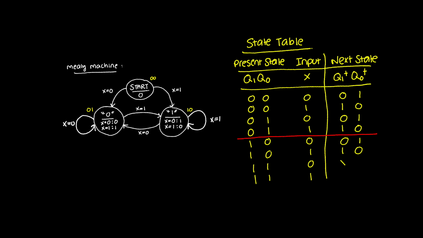And these are X's because this is an invalid state. So these are my don't care conditions over here. And that's it. And now let's use this to also build the output logic truth table.